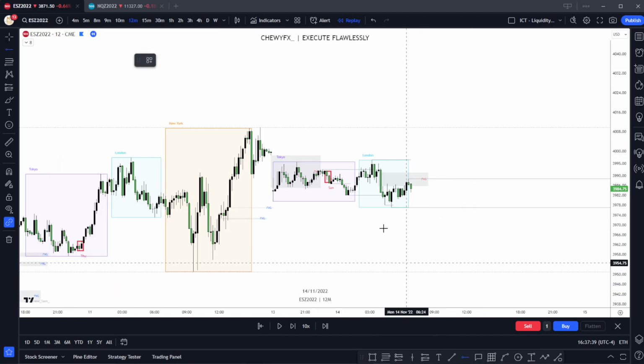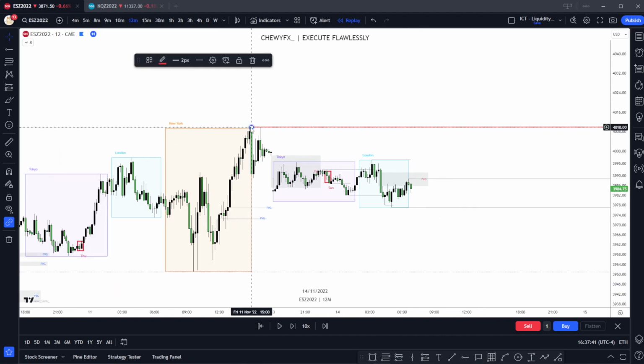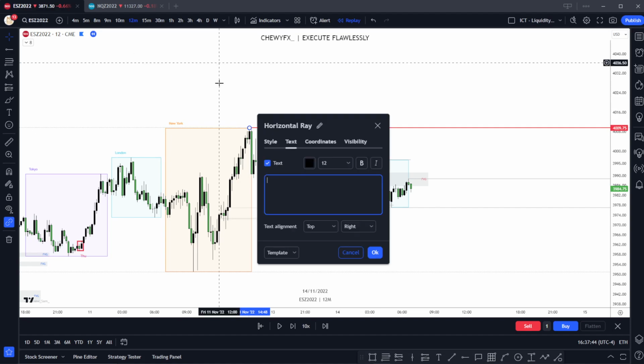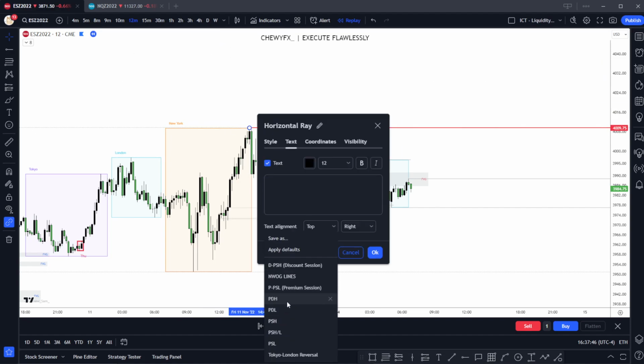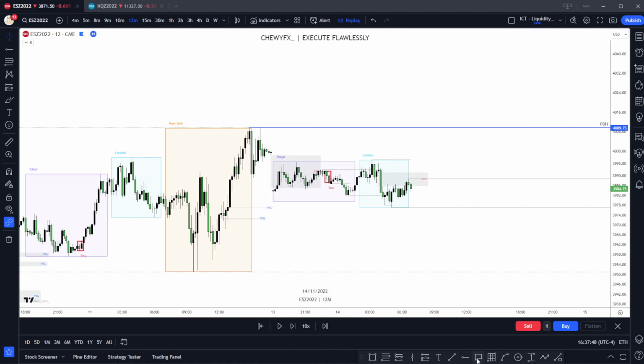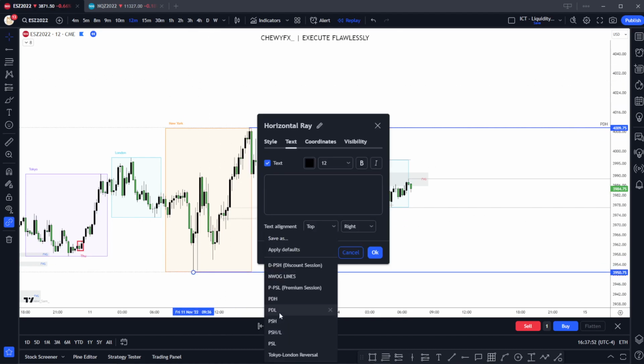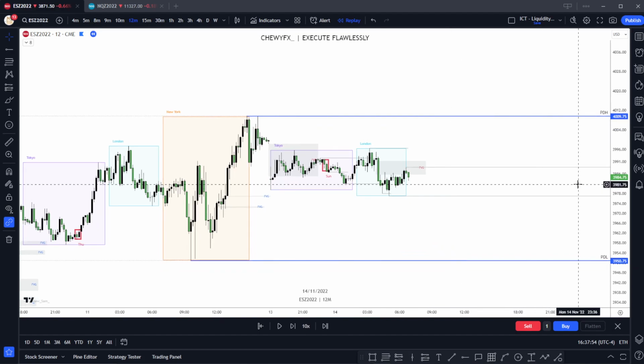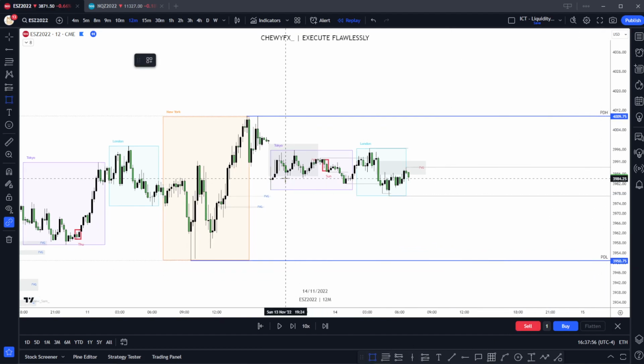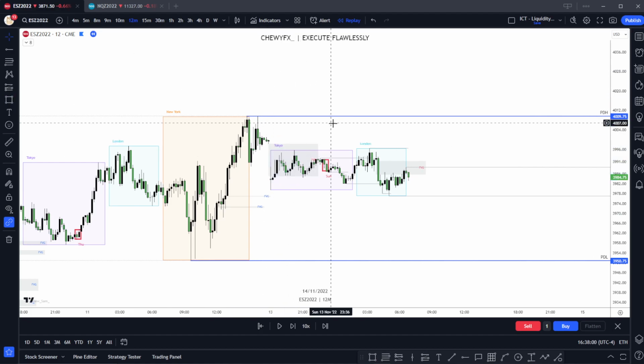Now, next, we need to identify our areas of liquidity. So first, let's start off with the previous daily highs and previous daily lows. So mark them up here. Okay. So we can see here that we also have a gap left behind as well.